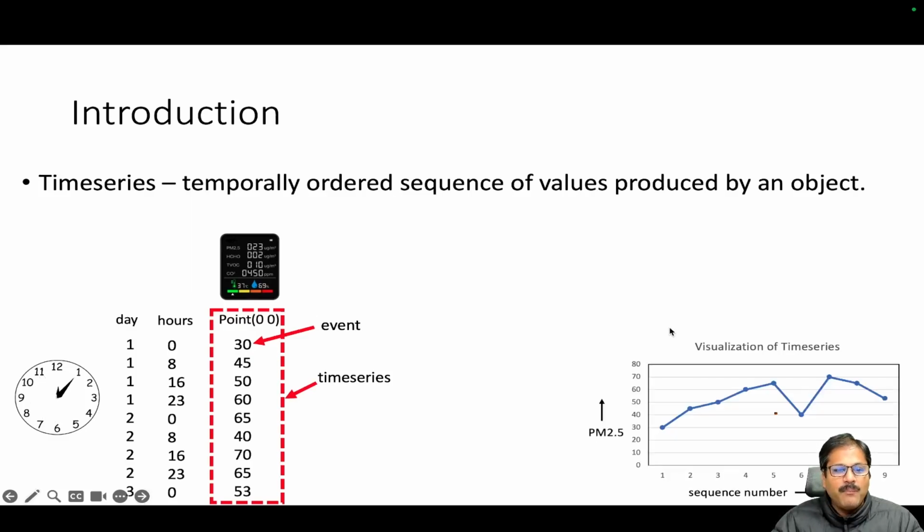So if we plot the time series, then the graph looks in this way. At the first timestamp, or at the first position, the PM 2.5 observed is 80, next 45, next 50, 60, 65. Then there is a fall in PM 2.5 value, so the value is 40 and so on. So this represents a time series.